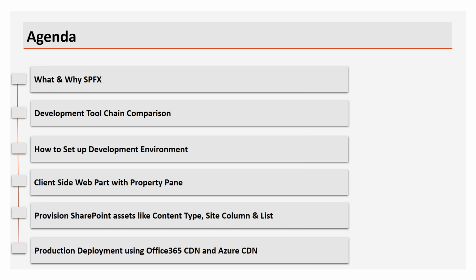In the development tool chain comparison, we will talk about which tools existed earlier when doing server-side programming, and what is required when we move to SPFx. We'll take a high-level, one-to-one comparison, and look at how to set up a development environment, including localhost, workbench, and CDN activities. Then client-side web parts with a property pane, where I will give a high-level demo.